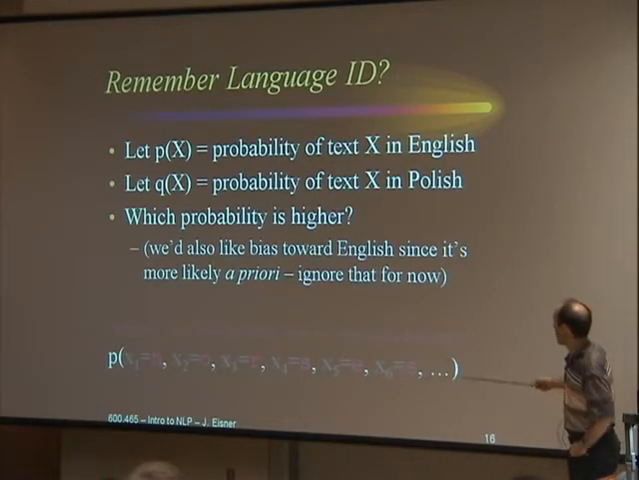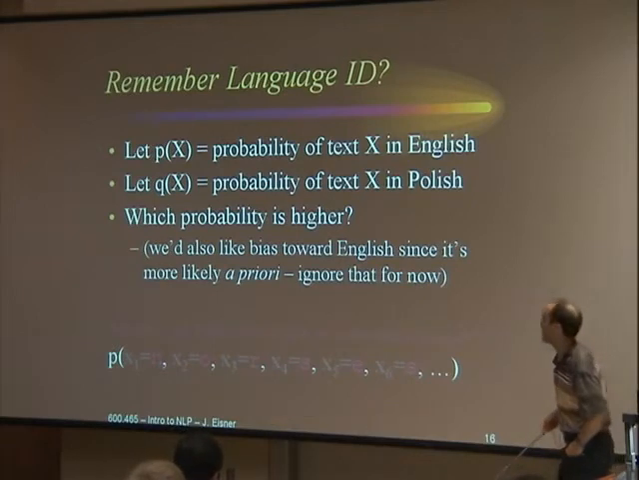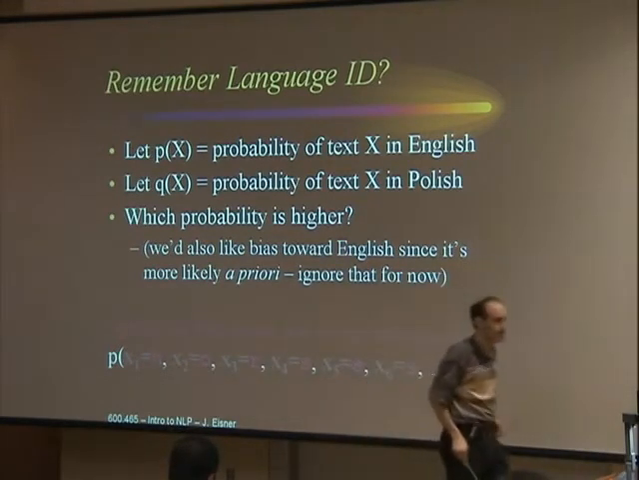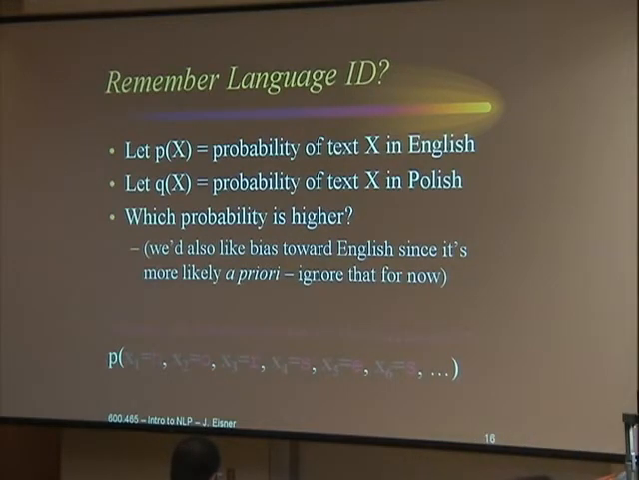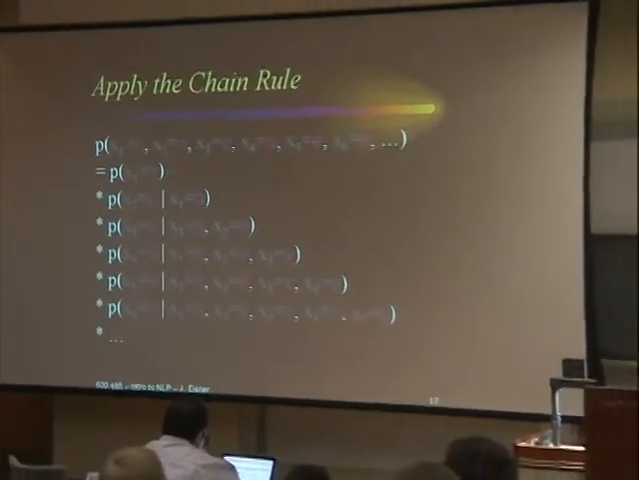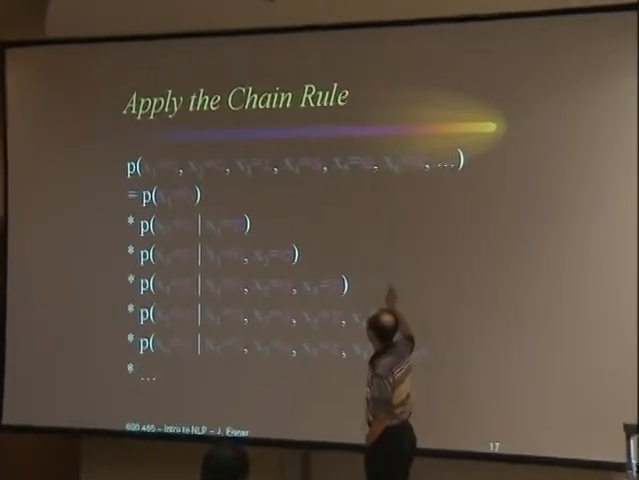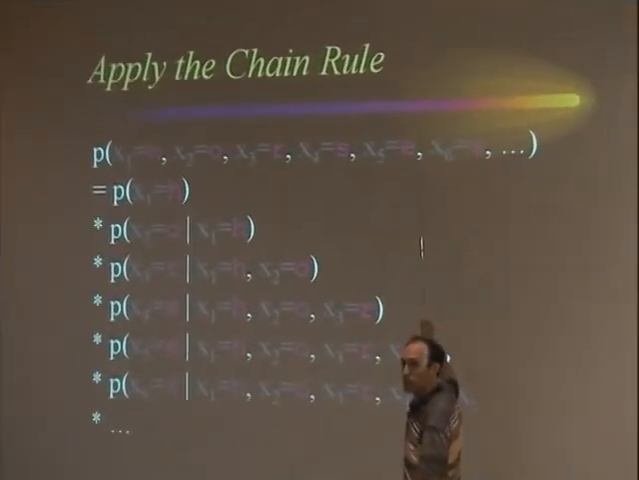OK, so our question now is, what's the probability that we would have generated this particular sequence of letters from the English model? All right, well, we've already talked about one good model for getting that, which is a trigram model. So let's see how we can get a trigram model. Let's apply the same techniques we looked at before.